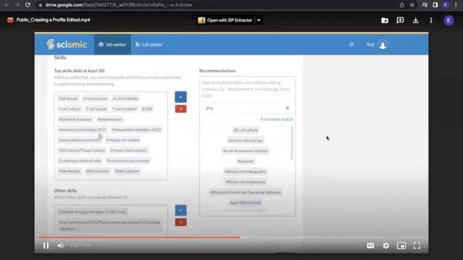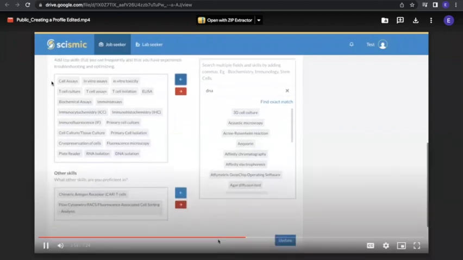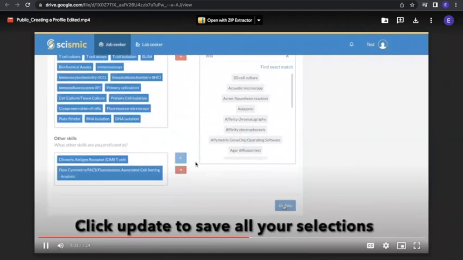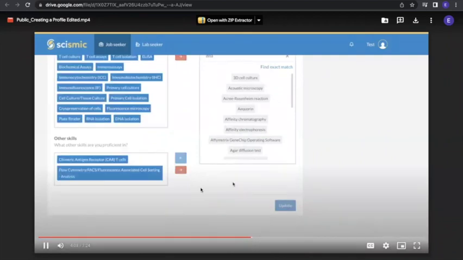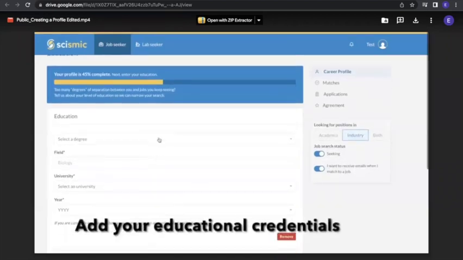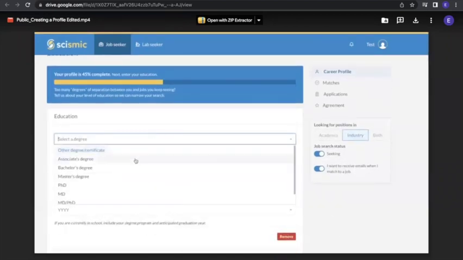And you can add ones that are parent or umbrella terms and child terms. So you can include cell assays, in vitro assays, but then include more specific things like the T cell assays, T cell isolation. You start typing something in, we probably have it.